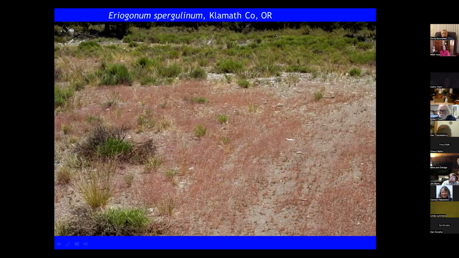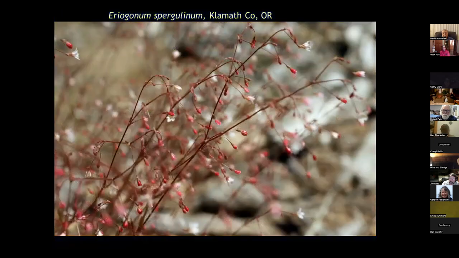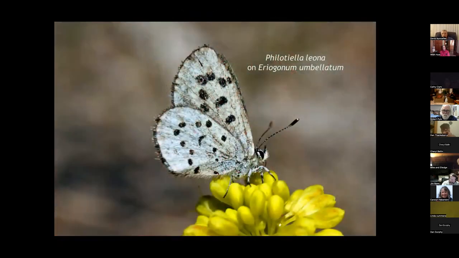Here's a field of Spurgelinum. These reddish colored plants, that's Spurgelinum. You can see they grow very thick in some areas, almost like grass. Here's a closer look at these little plants. They only grow about 6-8 inches high, and you can see that the flowers just kind of hang down from the stems.